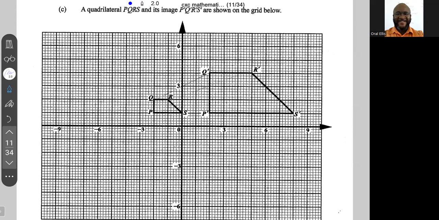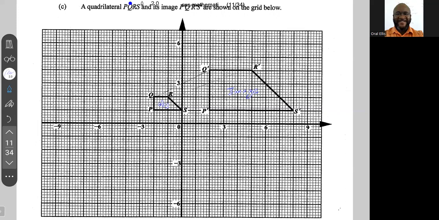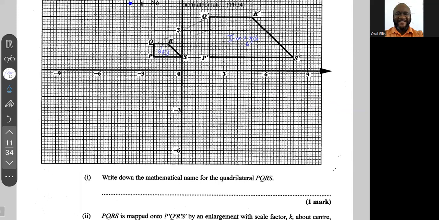So C says a quadrilateral PQRS and its image P prime, Q prime, R prime, and S prime are shown in the grid below. So this is the object and this is the image. All right, so the question is transformation. So what are we asked to do next? It says write down the mathematical name for quadrilateral PQRS. Well, that's easy.